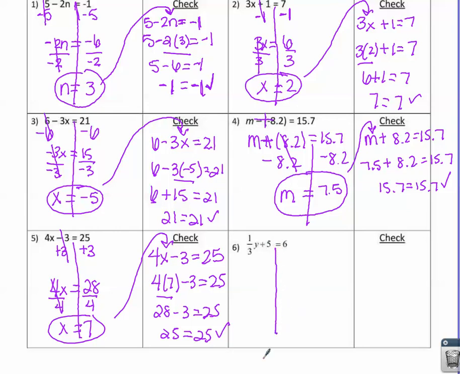On number 6, draw your line, find your variable. It's on the left side of the equal sign. So you're going to move your constant on the left side. So it's a positive 5. So you're going to subtract 5. Bring down what's remaining, which is 1/3 times y equals 1.